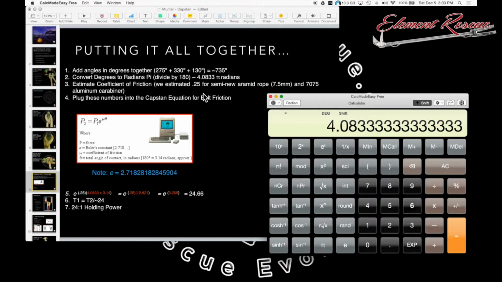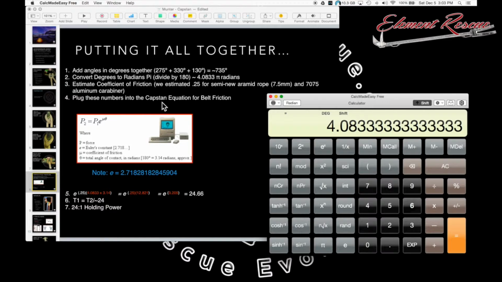We've seen a whole array of things. You can pull up coefficient of friction numbers for steel, for aluminum, for things like that. Really difficult to estimate this because there's so many variables based on the condition of your rope. Is it wet? Is it muddy? All those types of things. So we went with 0.25. It's just that estimation. We'll show you how you can derive that here in a second. So that is for a semi-new 7.5, 7.8 millimeter aramid rope with a 7075 aluminum carabiner.